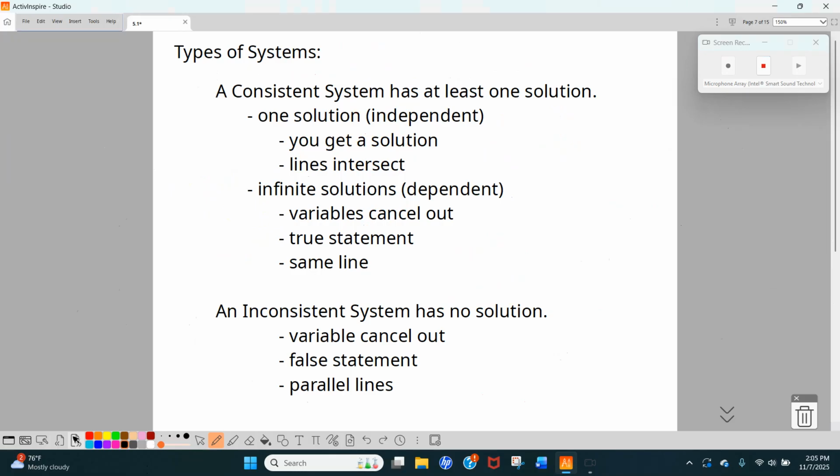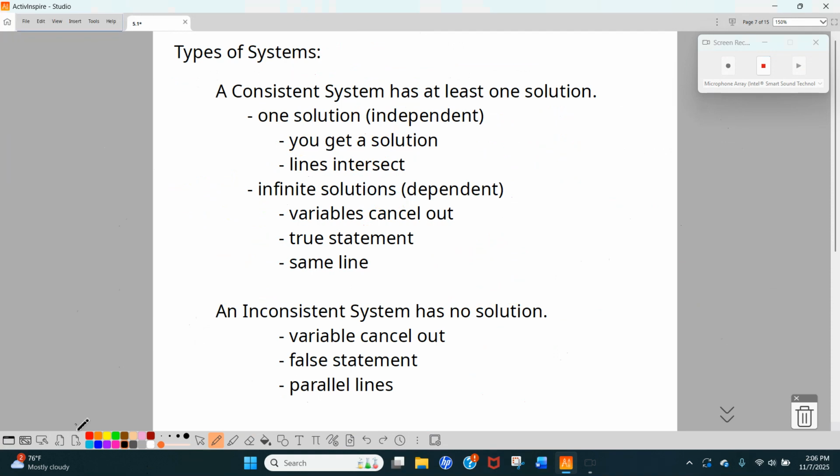So all of the ones that we've done so far, except for that one that we graphed where they were the same line, have had one solution. Those are all consistent and independent. The one that we graphed where it was the same line, I said it was infinite solutions. That one's consistent and dependent. For it to be inconsistent, it has to have no solution. So remember that we can get infinite solutions and no solutions when we are graphing or when we're solving algebraically. Graphing, infinite solutions is when they're the same line. No solution is when they're parallel to each other. So they don't intersect.